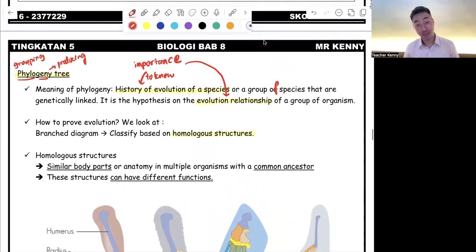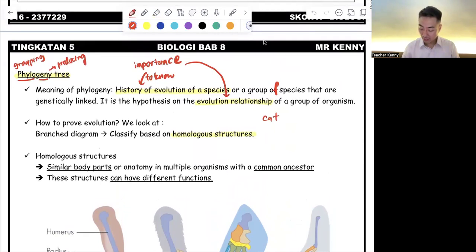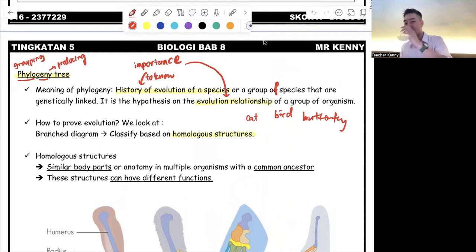Okay, let me ask you. Let's say a cat and a bird and a butterfly. Who is more related? Which two is more closely related? Which one do you think? Cat, bird, and butterfly, if I were to give you a choice. Which two are closely related to each other? Come, try first. Answer first. Okay. One of you say that. Another one? Come, just take a wild guess based on your understanding, your existing knowledge.